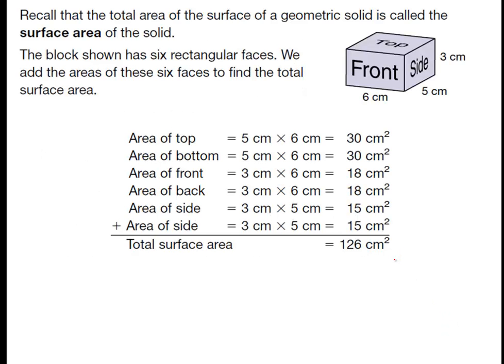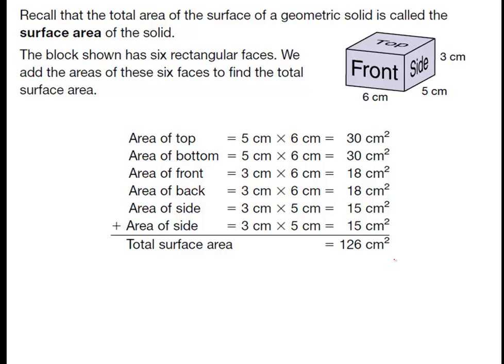Okay, so you know that we have calculated the total surface area of a solid, like this rectangular box here, and that's called the surface area. All the sides, everything around it, if you wrap it up, that's all called the surface area. So this block here has six rectangular faces on it, just like a die would have six faces on it. And when it asks you to find the surface area, it wants to know what the area of all of those sides added together would be.